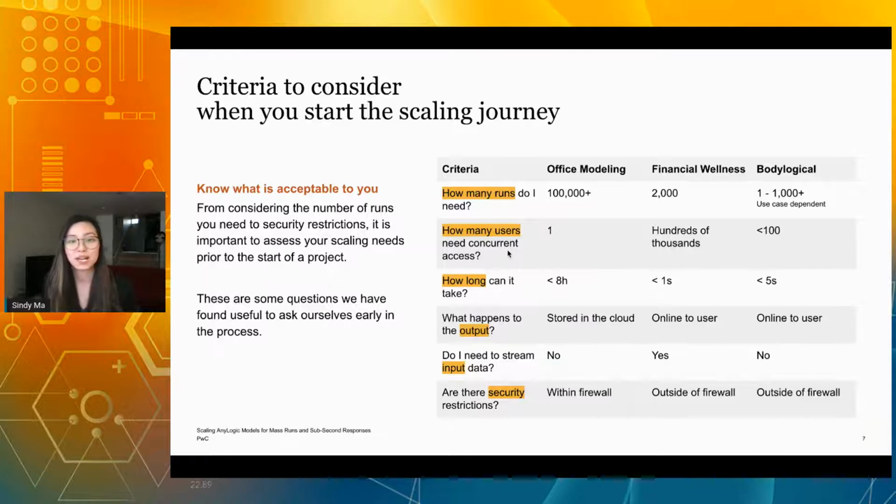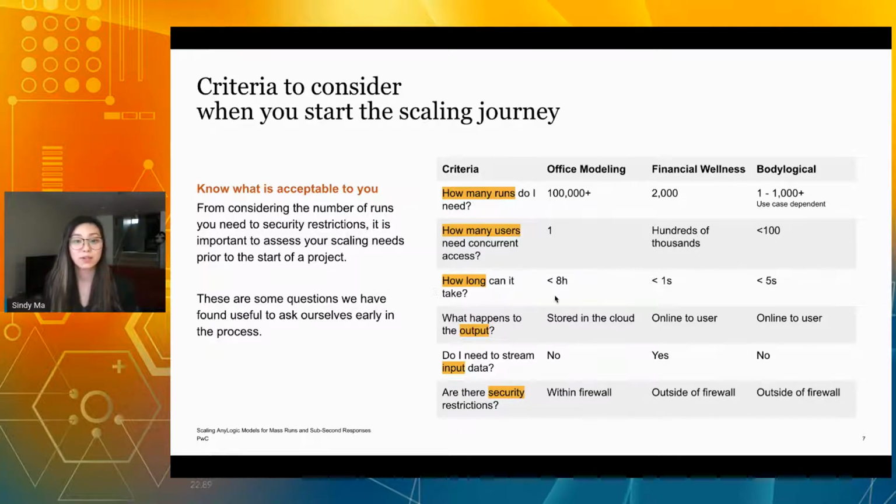The second question that you want to ask yourself is how many users are going to need concurrent access? For office modeling, it was 1. Hundreds of thousands for financial wellness, and we were expecting fewer than 100 for each instance of the Bodylogical, for each installation of it.